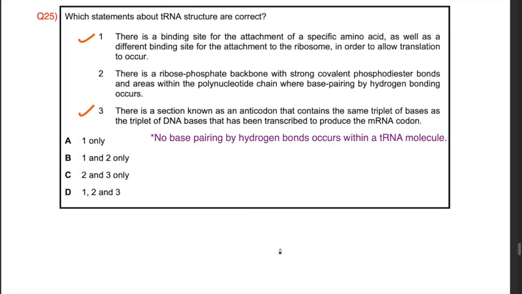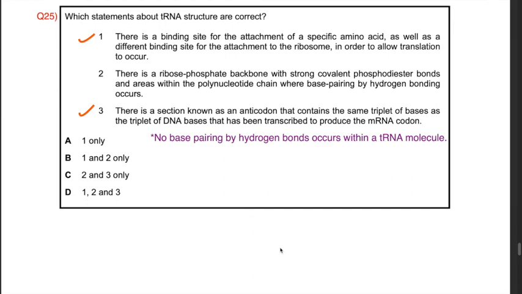Question 25. Which statements about tRNA structure are correct? 1. There is a binding site for the attachment of a specific amino acid as well as a different binding site for the attachment to the ribosome in order to allow translation to occur. Yes, that is correct. 2. There is a ribose phosphate backbone with strong covalent phosphodiester bonds and areas within the polynucleotide chain where base pairing by hydrogen bonding occurs. No base pairing by hydrogen bonds occur within a tRNA molecule. Therefore 2 is incorrect, because the question refers to within a tRNA molecule or about tRNA structure, and inside a tRNA there is no base pairing by hydrogen bonds. Therefore 2 is incorrect.